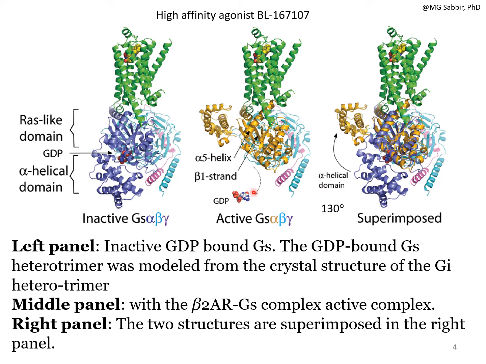Now the empty state beta-2 adrenergic receptor GS complex is then poised for activation by the GTP. So once GTP binds to the G alpha protein, then the whole trimeric complex dissociates, and this subsequently goes and binds to adenylyl cyclase or other downstream effector proteins and initiates the signaling cascade.